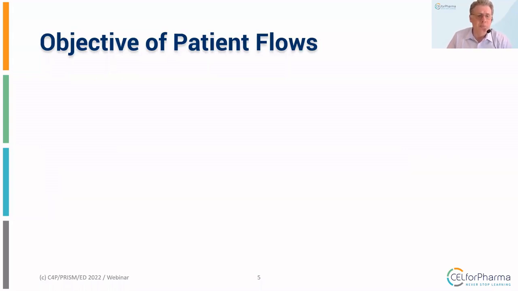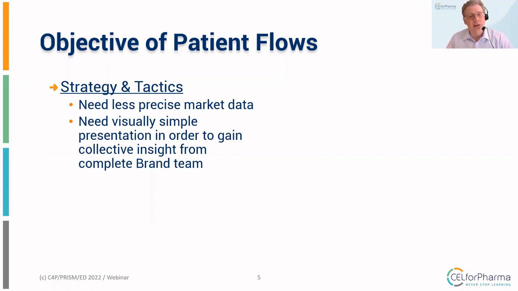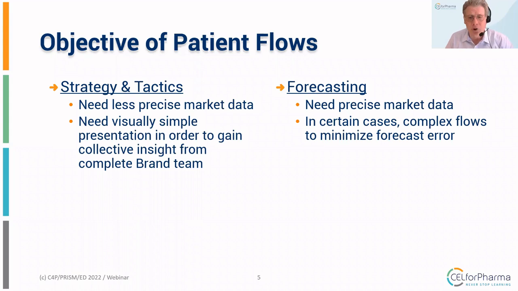So the objective of patient flows for me can be twofold. One objective can be to develop strategy and develop tactics. And honestly, if the percentage of diagnosed patients is 58, 60, or 62, that really doesn't matter that much. You don't need very precise market data to use patient flows for your strategy and tactics. What you do need, however, is a visually simple presentation to gain collective insight from the complete team or the complete SWOT, different functions.